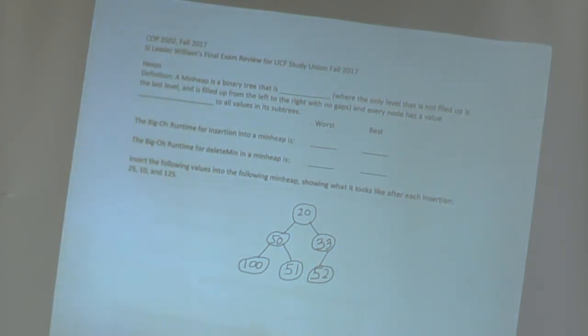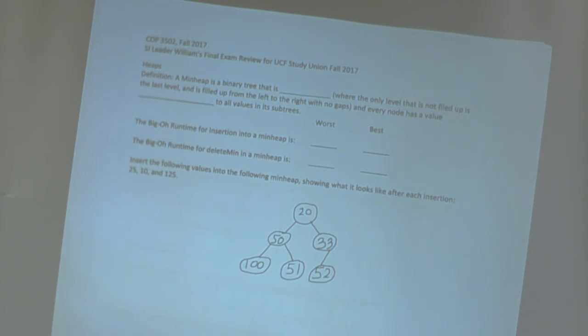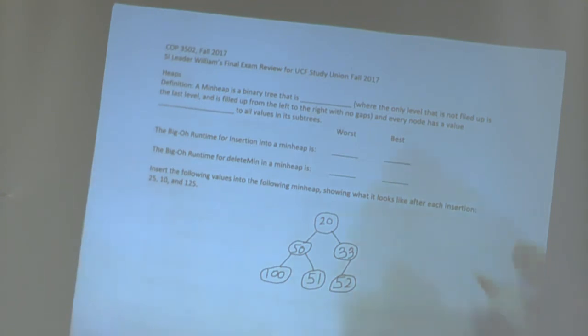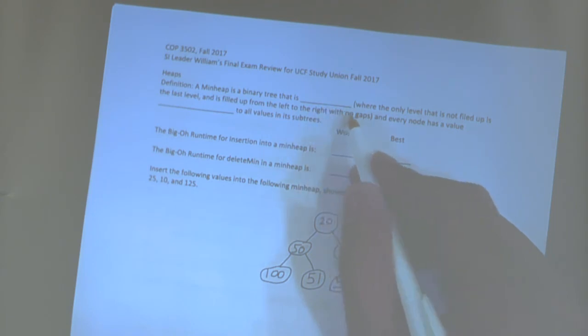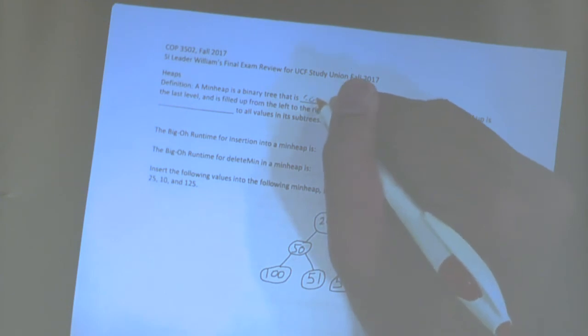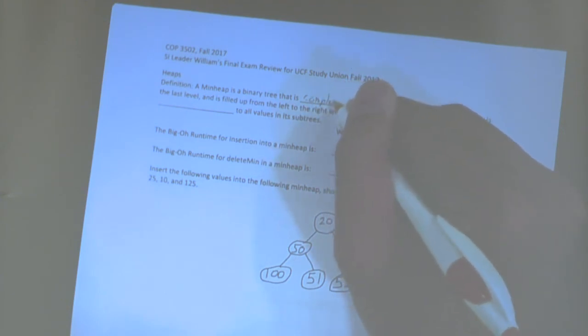Okay. So I've come up with a question on the definition of a heap. What is a heap? And what properties do heaps have? Since Dr. Zansky wants us to know, we're using min heaps as our implementation of heaps. So a min heap is a binary tree where the only level that is not filled up is the last level, and it's filled up from left to right with no gaps. This definition is for a complete binary tree.